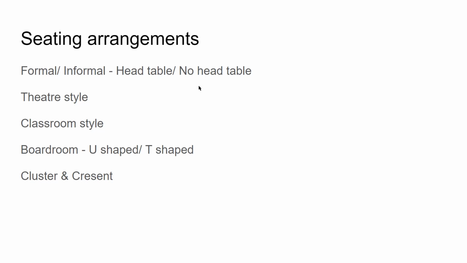According to the style of arrangement, we have different types of seating arrangement, namely theatre style, classroom style, boardroom style, cluster, and crescent.